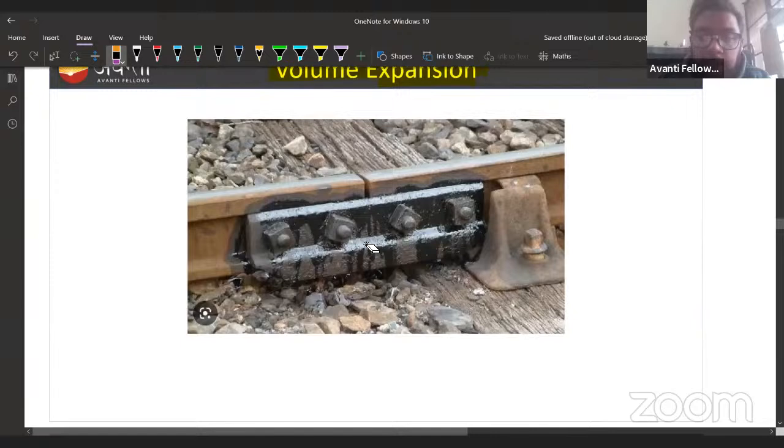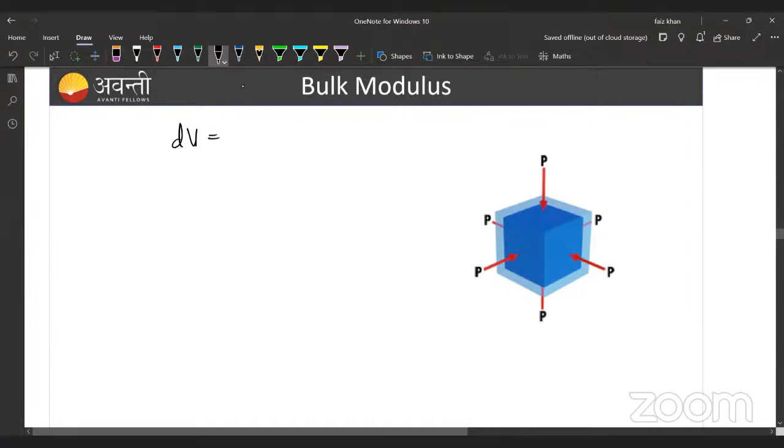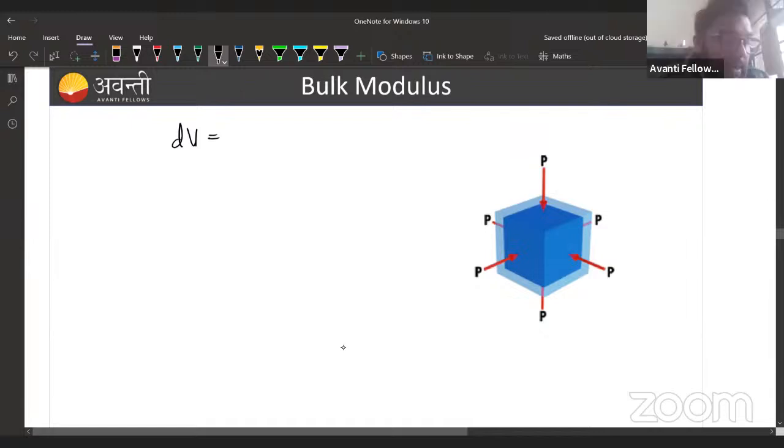Now let's move on to bulk modulus. You might have heard about bulk modulus, studied about bulk modulus. So does anyone know anything about bulk modulus? Let me tell you, it also gives us the change in volume, but this gives us the change in volume due to the external pressure. So what is external pressure, sir?